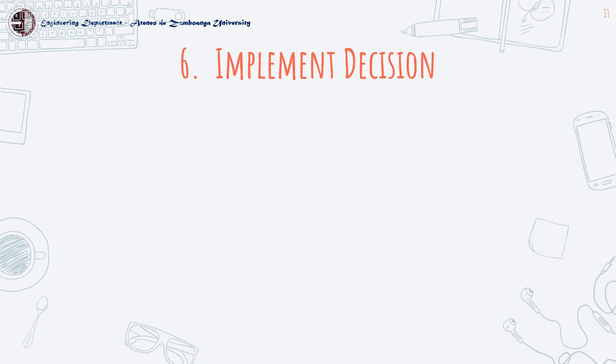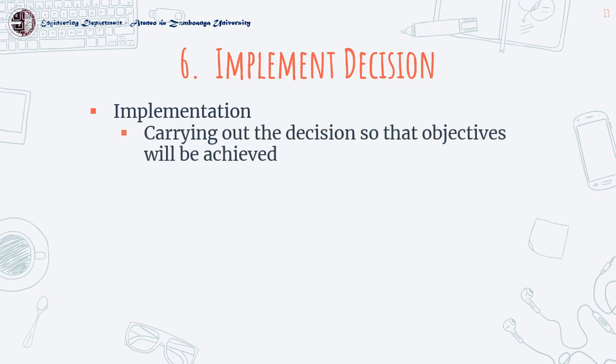After a decision has been made, implementation follows. This is important. It's important to implement the decision, or else the decision making process that you have undergone or completed will be all for nothing. Implementation refers to carrying out the decision so that the objectives of the organization will be achieved.